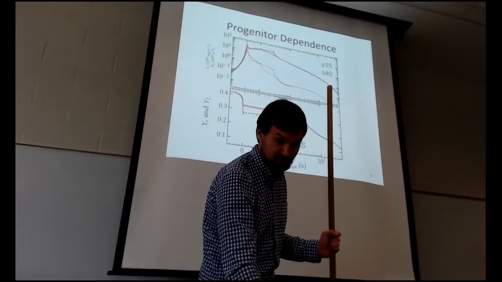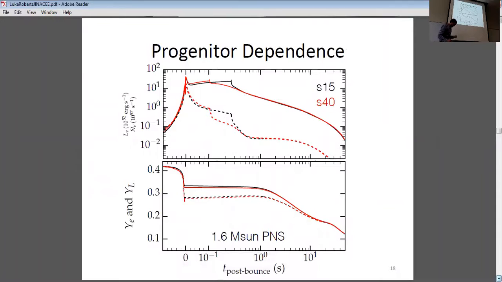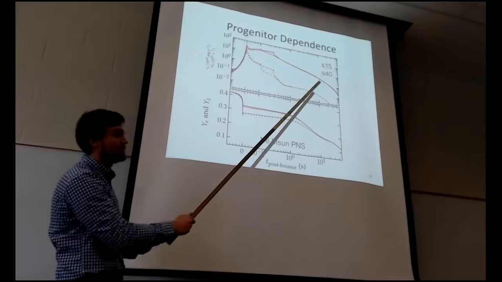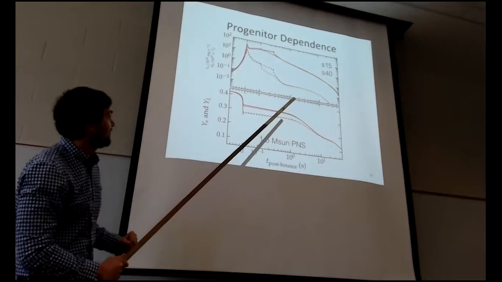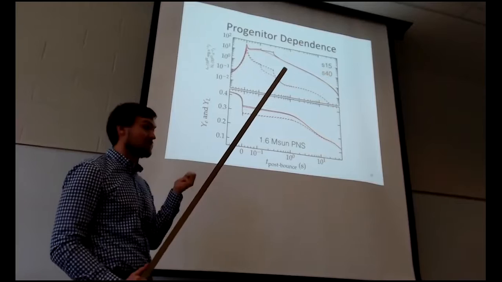Now let me talk about a few different things that can impact the structure of the signal. Maybe the most obvious one is, if I have a different progenitor star, so different initial conditions for my core collapse and bounce, I might expect my protoneutron star to evolve quite differently. What I'm showing you here is two different models, one for a 15 solar mass star and one for a 40 solar mass star. I assume they both end up with the same remnant mass, which is probably not true in reality, but it's a way of looking at how much this depends on progenitor structure versus how much it depends on what the remnant mass ends up being.